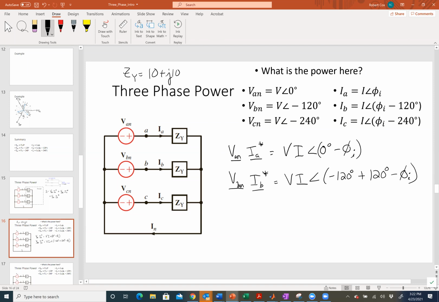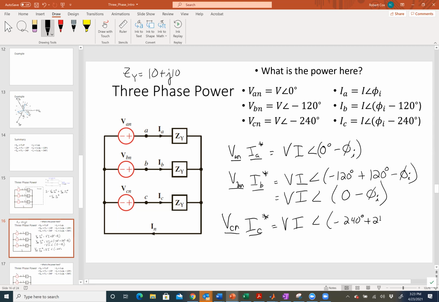So minus 120 plus 120 became 0. So it's the same: 0 minus phi sub I. Let's do VC then. The magnitude is VI again, same thing, and the angle is minus 240, and then I have plus 240 minus phi sub I. So it's exactly the same thing.